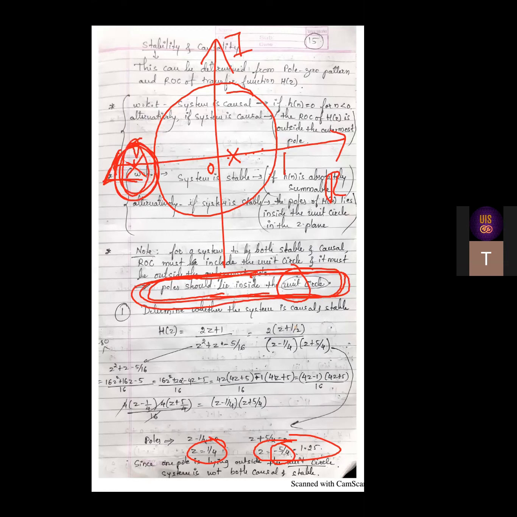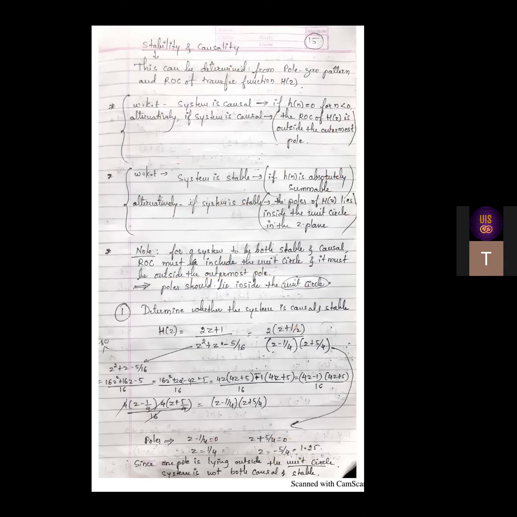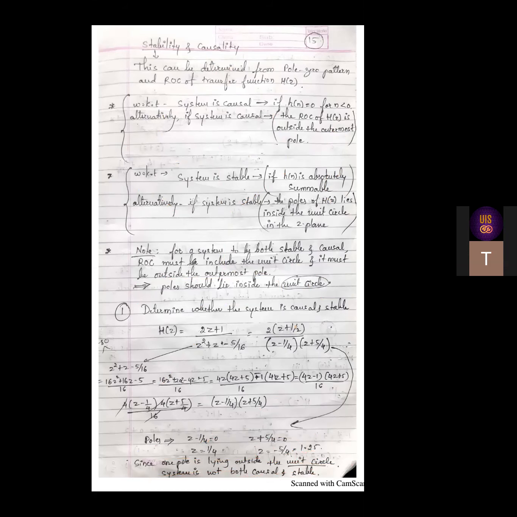Based on this, you can just conclude it. Since one pole out of two values is lying outside the unit circle, the system is not stable and causal. Based on the position of the pole, you will decide whether the system is causal and stable or not. Let us move to one more problem.